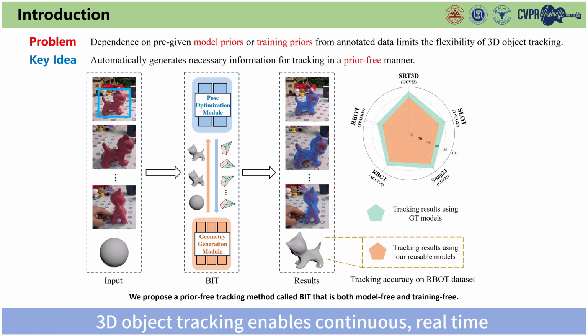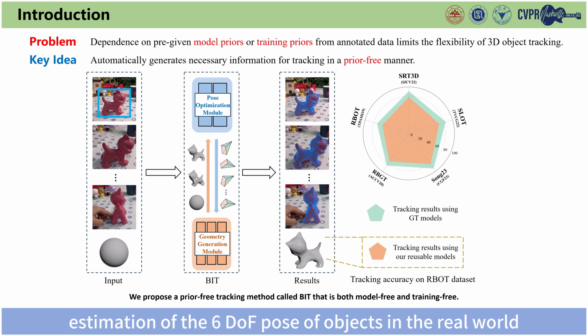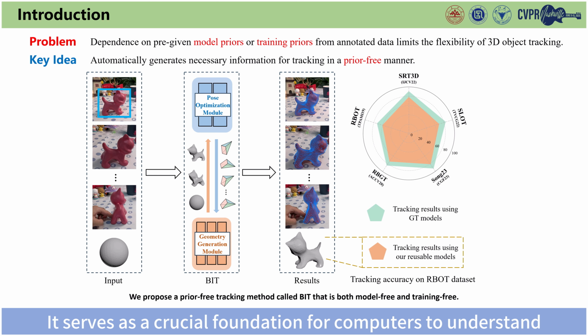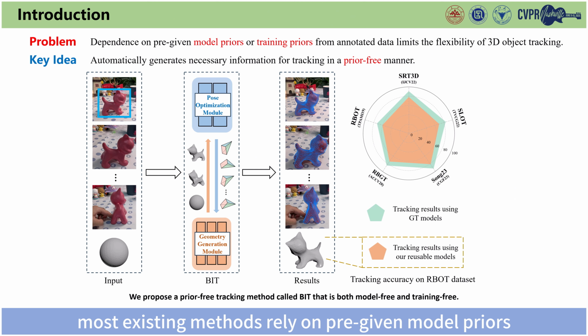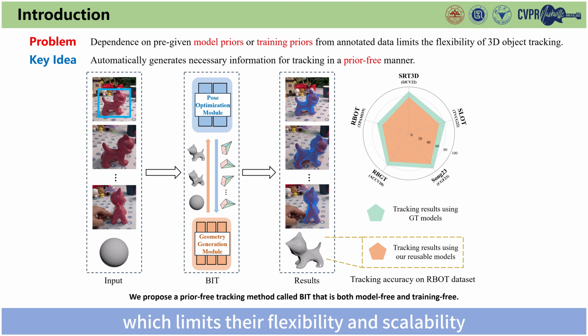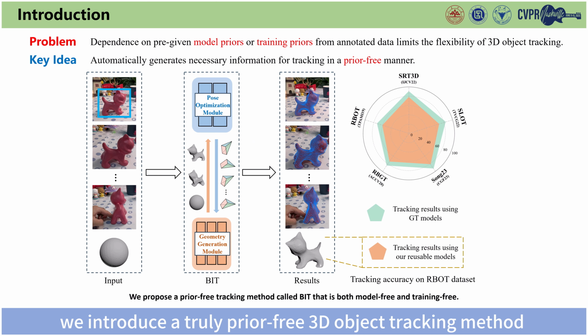3D object tracking enables continuous, real-time estimation of the 6DOF pose of objects in the real world. It serves as a crucial foundation for computers to understand and interact with the environment. However, most existing methods rely on pre-given model priors or training priors learned from annotated datasets, which limits their flexibility and scalability.